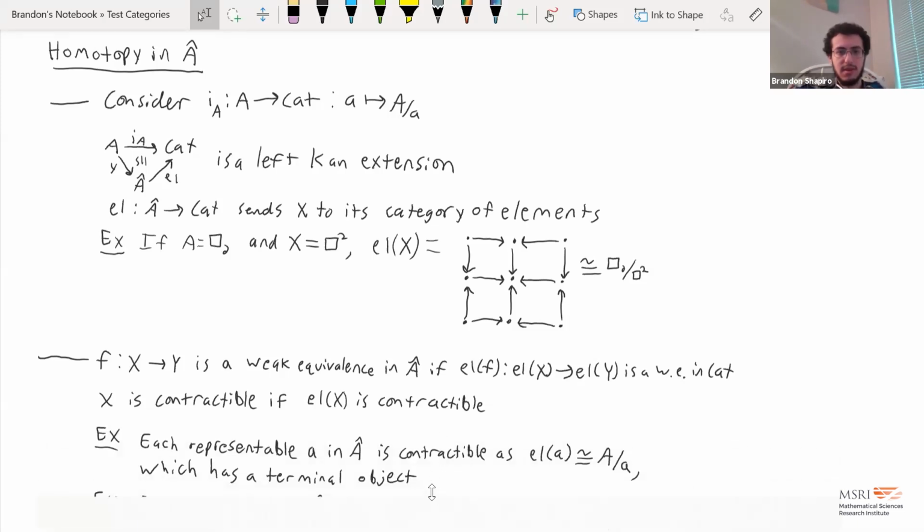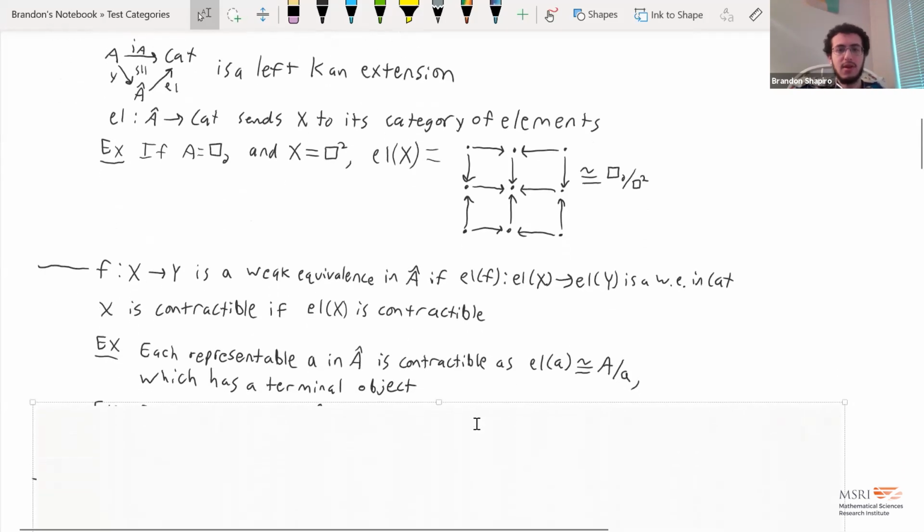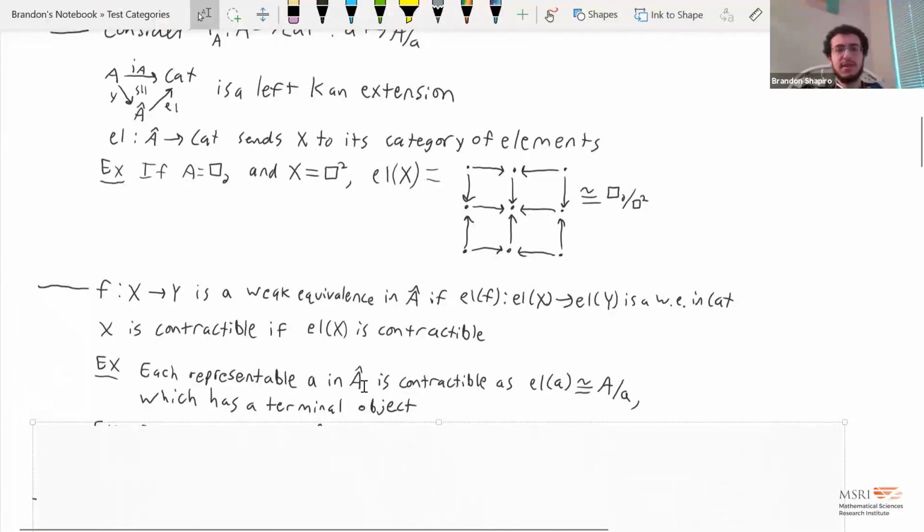So, like I mentioned before, all representable presheaves in A hat are contractible because their categories of elements have a terminal object.